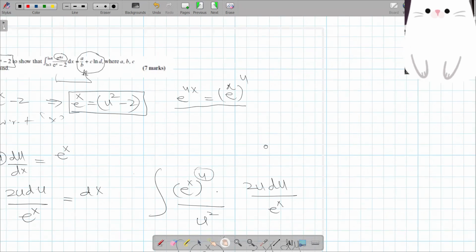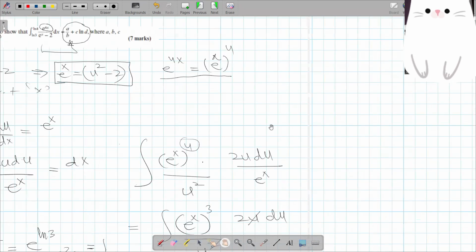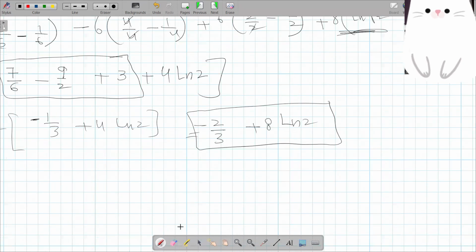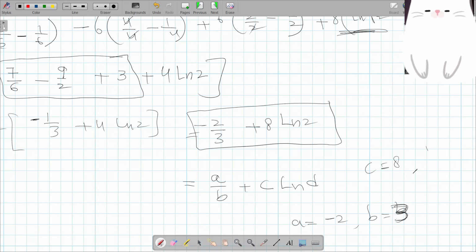The answer form is A over B plus C times log D. So A is negative 2, B is 3. If A is negative, then B is positive, and if A is positive, then B is negative. C is 8 and D is 2. Okay, yes, that looks correct.